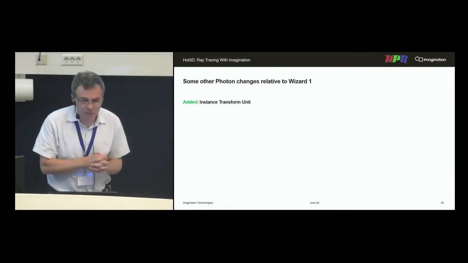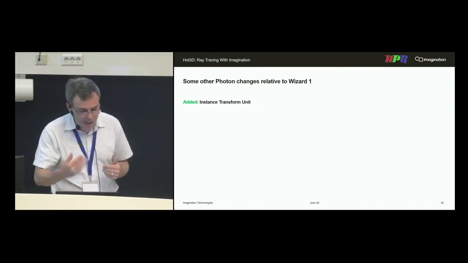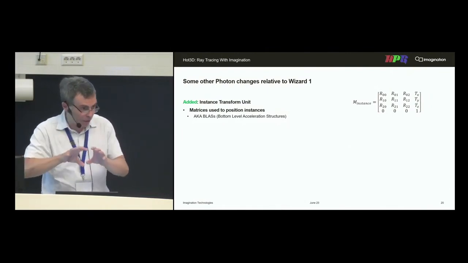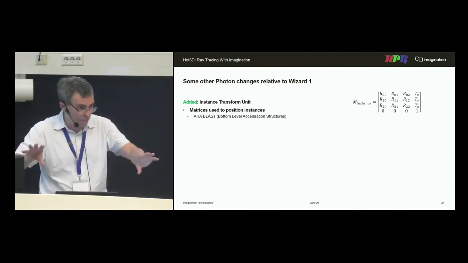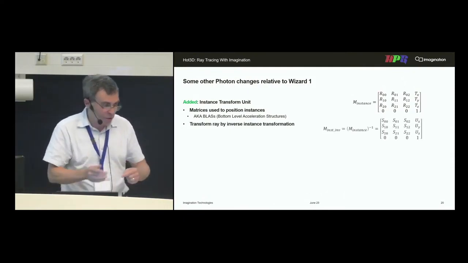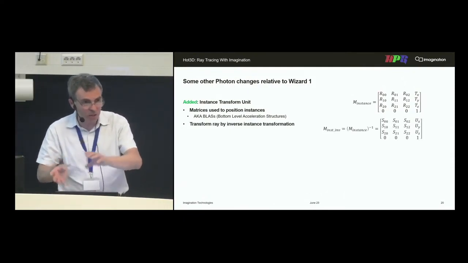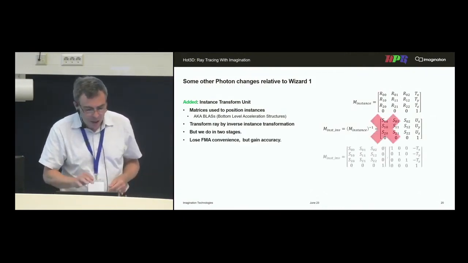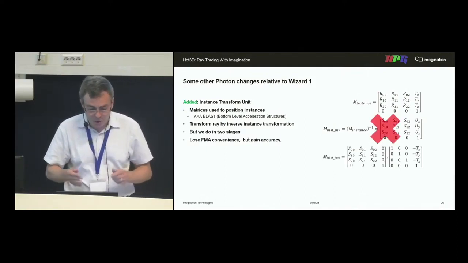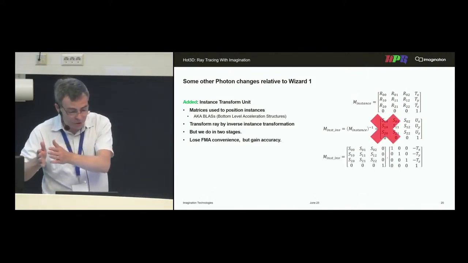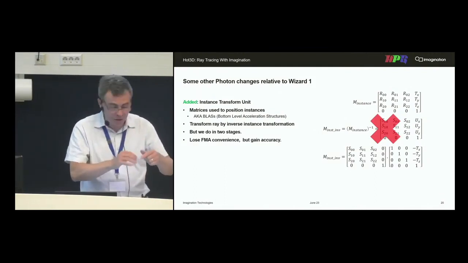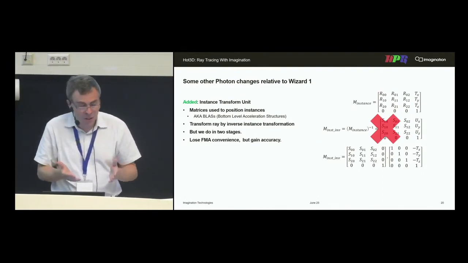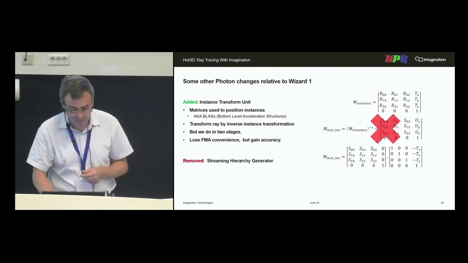So some other changes that happened with Photon relative to Wizard, we added the instance transform unit. If you want to do instancing, the bottom level acceleration structures are placed in with standard matrices. You don't transform your geometry because that's expensive. You instead inverse transform your ray. You could do it with a single matrix, but we don't do that. We do it in 2 stages. We do an inverse translation first, followed by the inverse rotation and scaling. Now, that loses you some fused multiply-add convenience, but it gains accuracy where you need it.